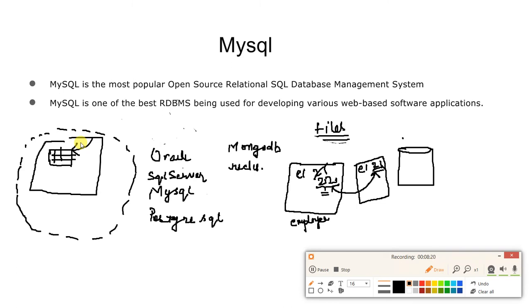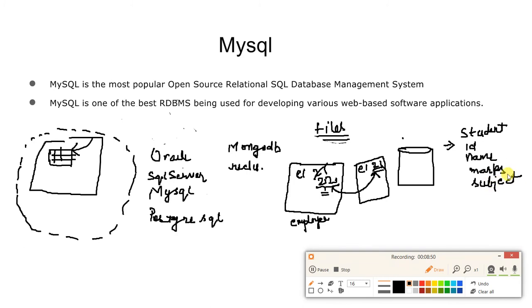So how can we say that tables can be used to represent any kind of data? For example, suppose I have one real world entity, and the real world entity is student. So you can identify the fields that are associated with student. For example, every student will have an ID, every student will have a name, every student will have marks, and every student will have a subject.